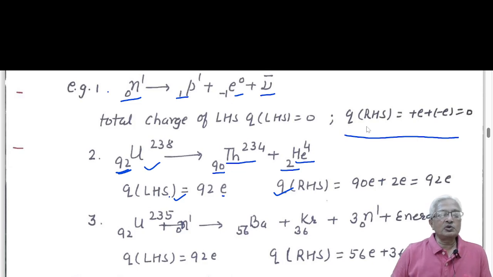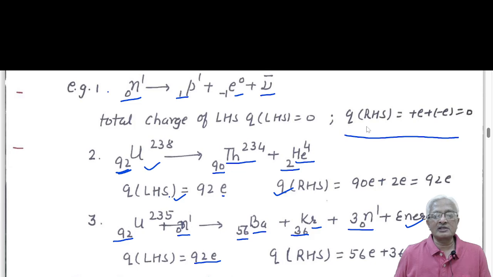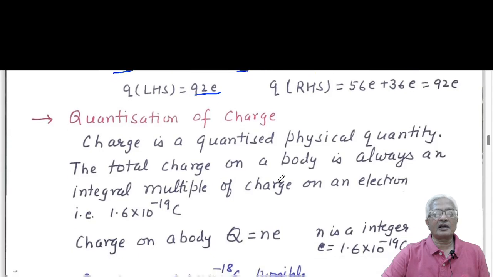Similarly, uranium-235, when bombarded by slow moving neutrons, converts to barium and krypton with the emission of 3 extra neutrons and energy. What is the total charge on the left hand side? Equal to 92 times the electronic charge. Similarly, what is the total charge on the right hand side? 56 times E plus 36 times E makes it once again 92 times E. Since the total charge on the left hand side and the right hand side is equal, so we say such a process is physically possible.